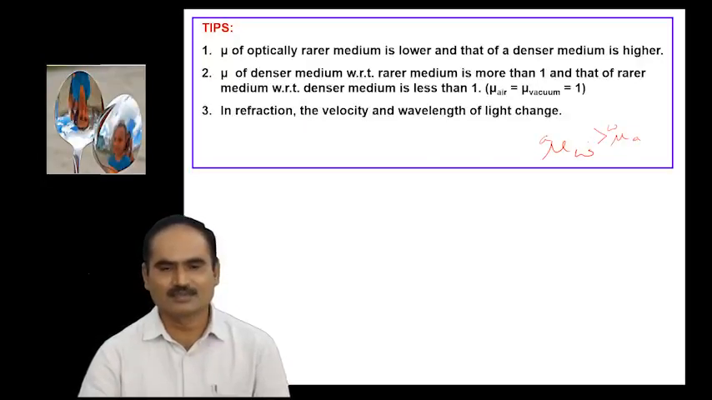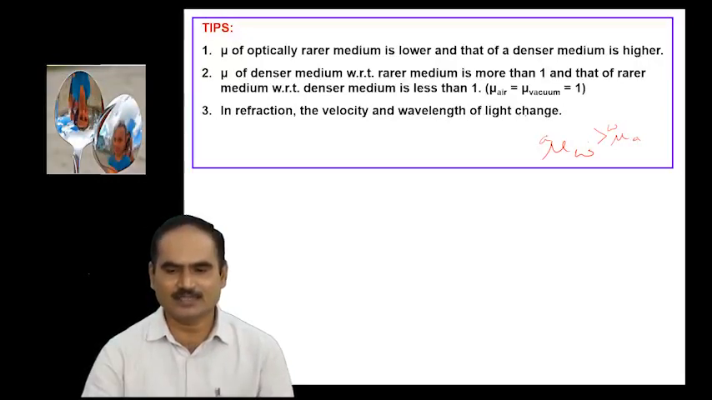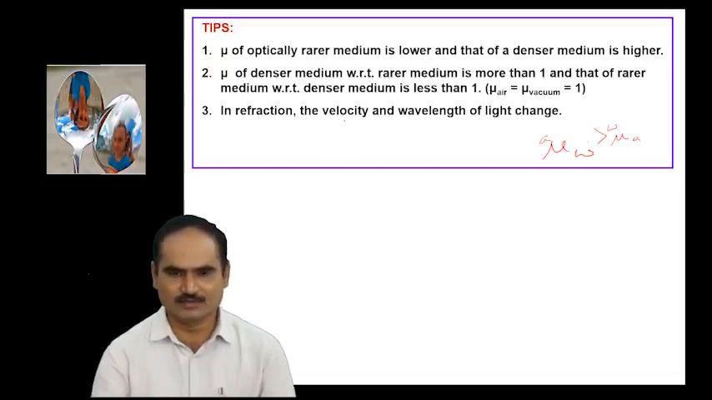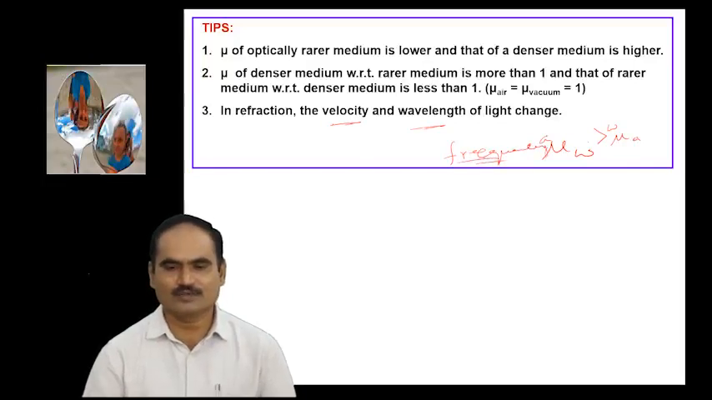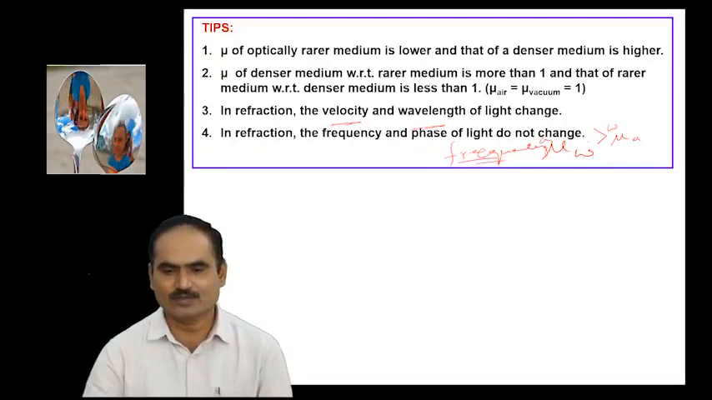And in refraction, the velocity and wavelength of the light are changed, right? So when a light ray travels from one medium to another medium, these two things will change. One is velocity, another one is wavelength. But at the same time, you must know that the frequency will not change. Frequency will not change. Right? So this also we are going to prove in the next chapter. Then in refraction, frequency and phase of light will not change.